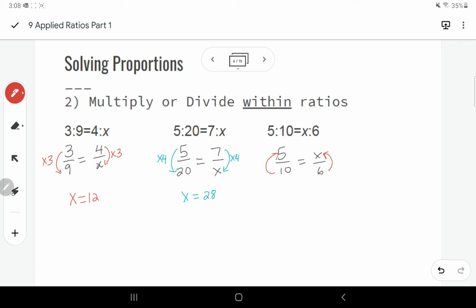So what did you do to 10 to get to 5? You didn't multiply, you divided by 2. So I have to do the same thing to the 6. And here I get x equals 3, because 5 over 10 is the same as 3 over 6.